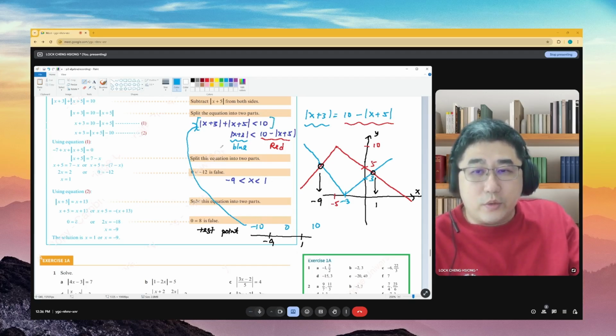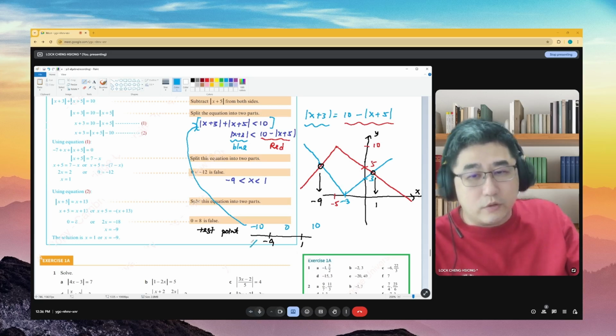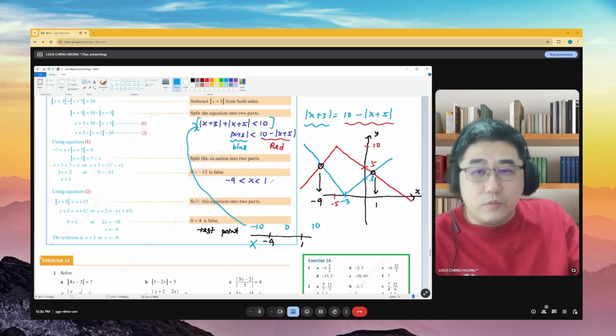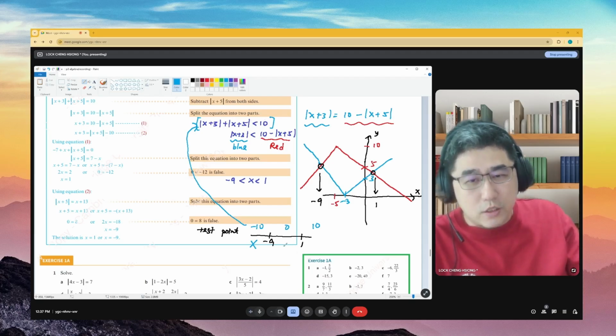So -10, I put it inside. -10 plus 3 is -7, so modulus is 7. -10 plus 5 is -5, so 5. So 7 plus 5 is 12. Is 12 lesser than 10? No. I give it a cross. 0, I put it in. I get 3 plus 5, which is 8. Is 8 lesser than 10? Yes, so I give it a tick.